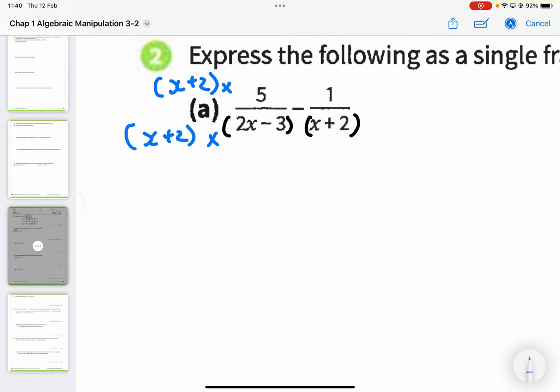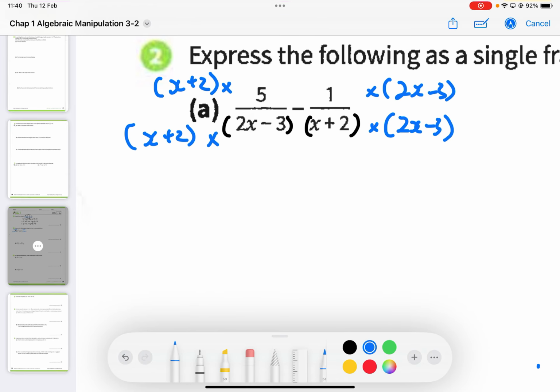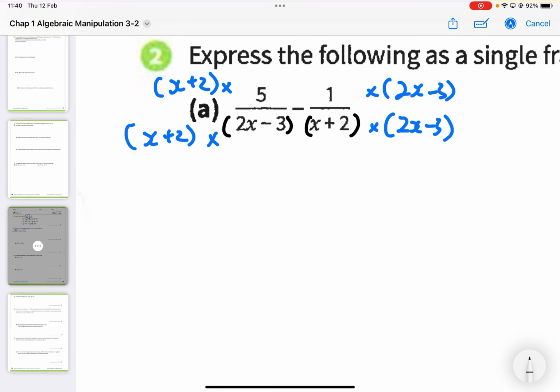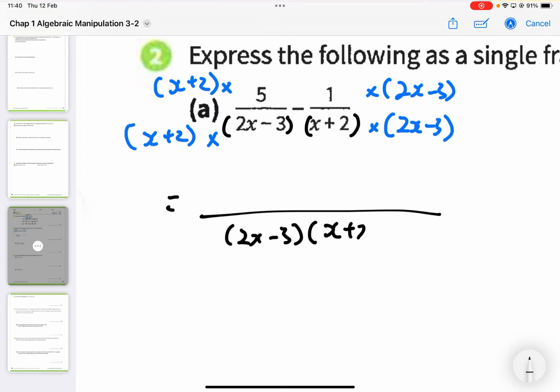Then the second fraction, I need to multiply the first bracket. Then the same, I need to multiply the same thing to the numerator. So this flow, this main idea is no different from primary school. Subtraction, addition of fractions, make a common denominator, then put them together. Now my common denominator is 2x minus 3, x plus 2. Then what is in the numerator? The first numerator minus the second numerator.